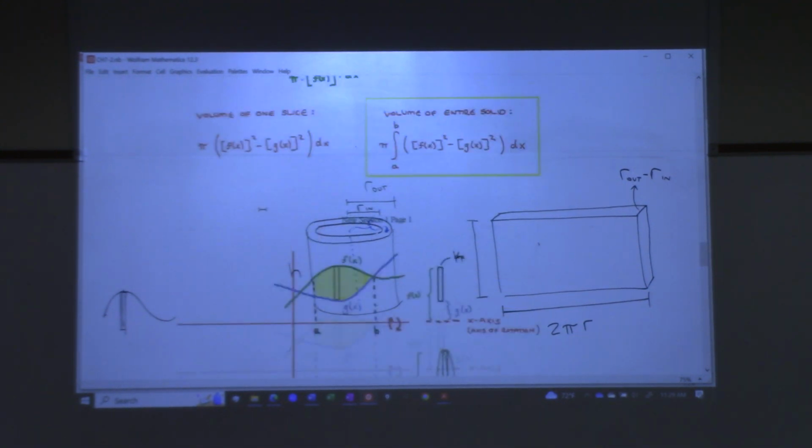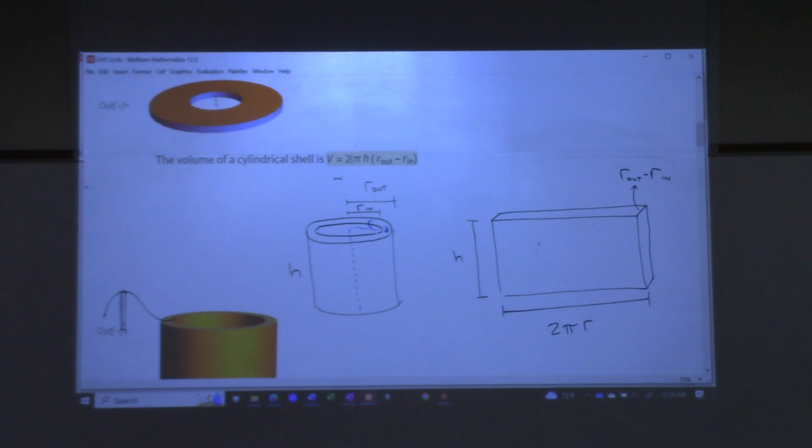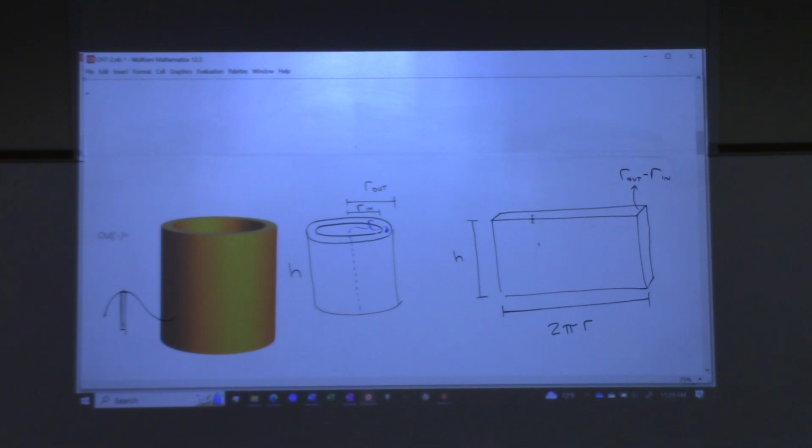Okay, let's keep going. That should have an R in there. Not sure why it doesn't. Did I accidentally delete it? It almost looks like it was converted to R out minus R in, which doesn't make sense. So let me just put it in here. Okay, we're moving on.